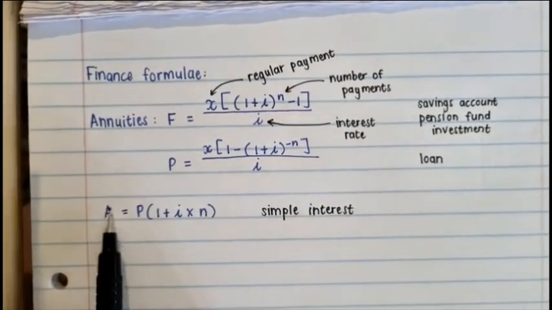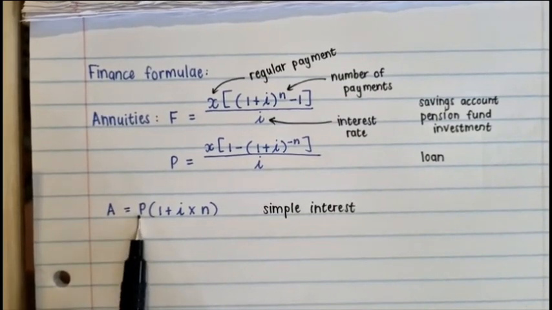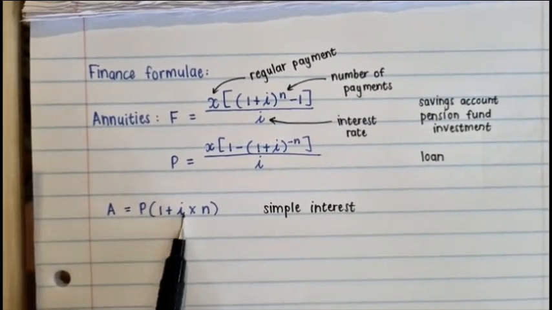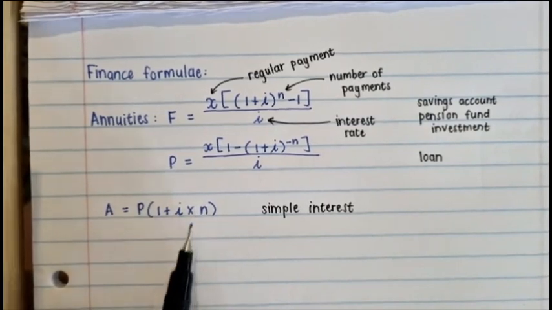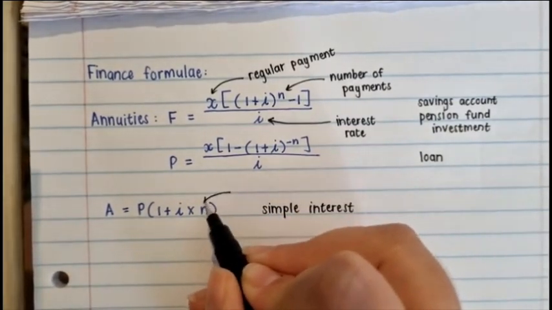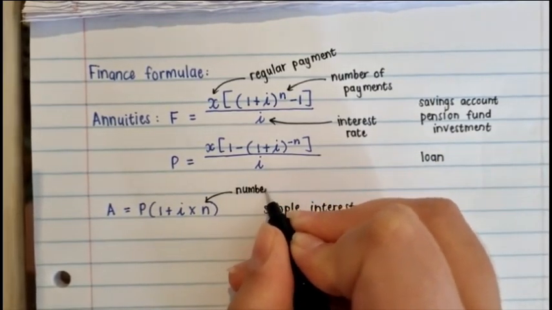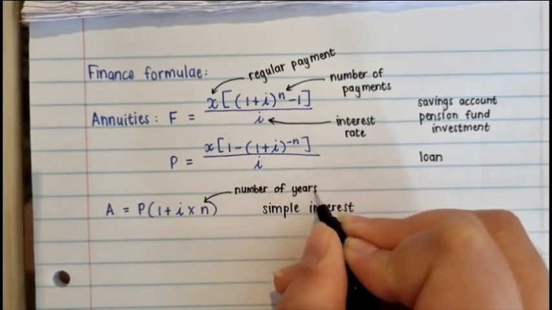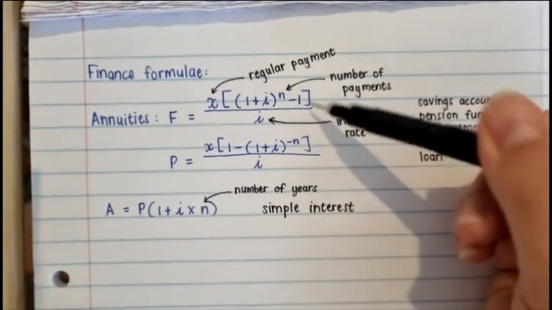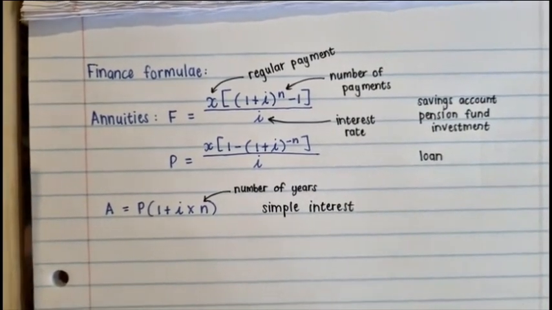So for this, A is your final amount, P is the amount that you invest or the amount that you borrow, I is your interest rate, and then N is the number of years. For simple interest, N will always be the number of years. It will never be months or quarters or any of that. Simple interest is just always an annual interest rate. For future value and present value, it's not simple interest, it's always compound interest.